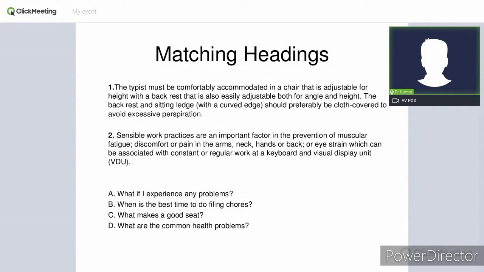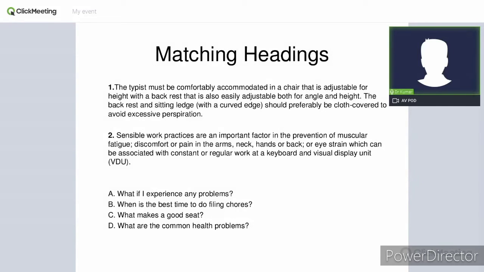What makes a good seat? As you all know, synonyms come into play here. Seat and chair are almost synonyms. So here I read something related to a chair. The first paragraph clearly describes how the ideal chair should be. So I think I've already got to that place. What makes a good seat?